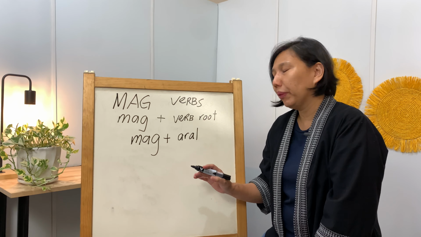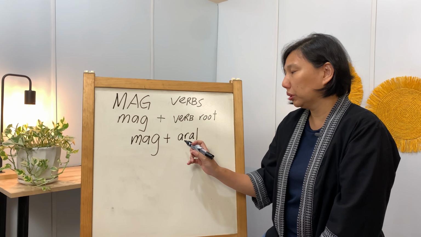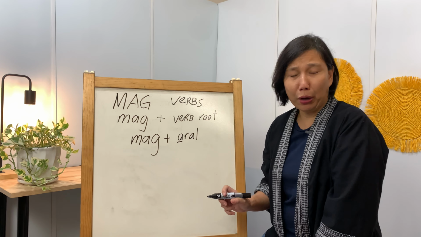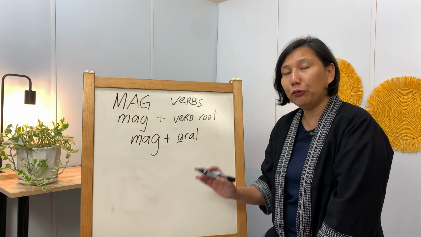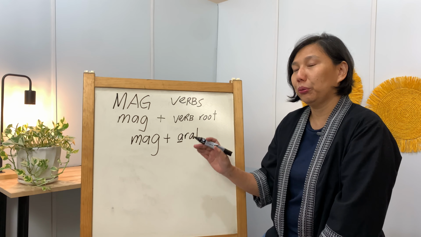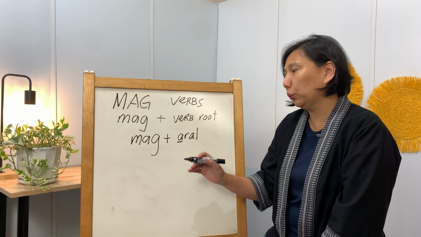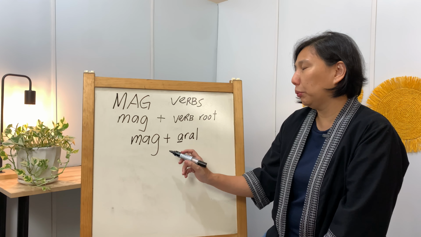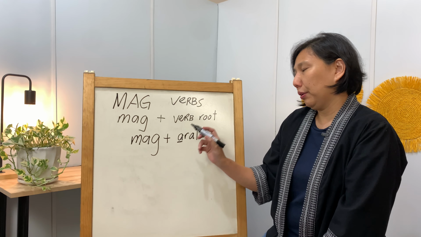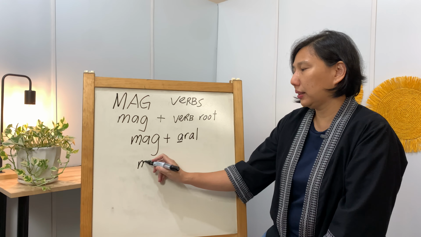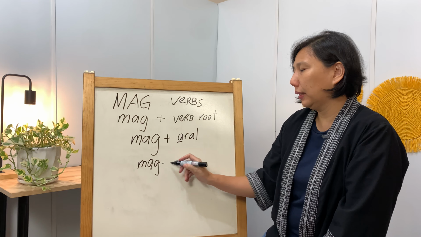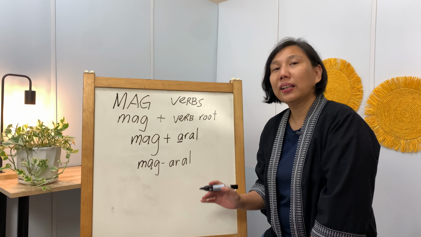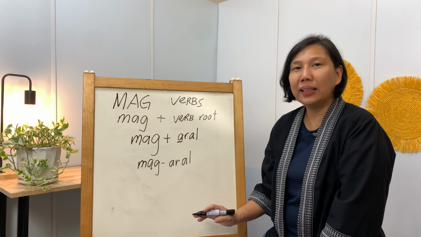Just a point. Aral, the verb root, begins with a vowel. So when we form the infinitive, we have to include a hyphen or a dash. So the infinitive form of the verb aral is mag-aral. Mag-aral. Can you pronounce it for me? Mag-aral.